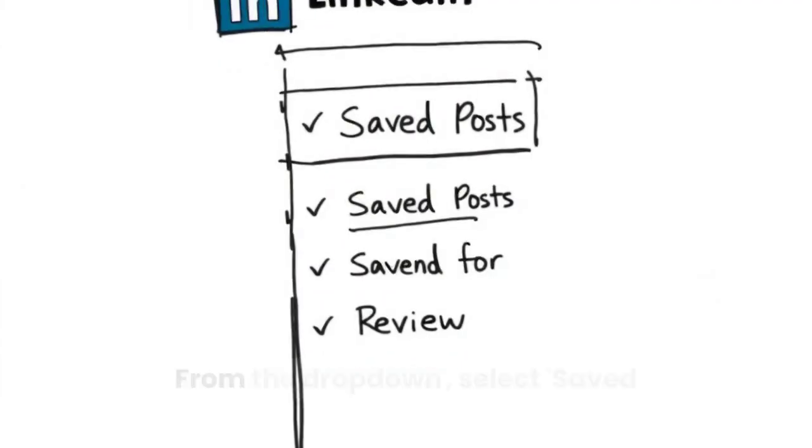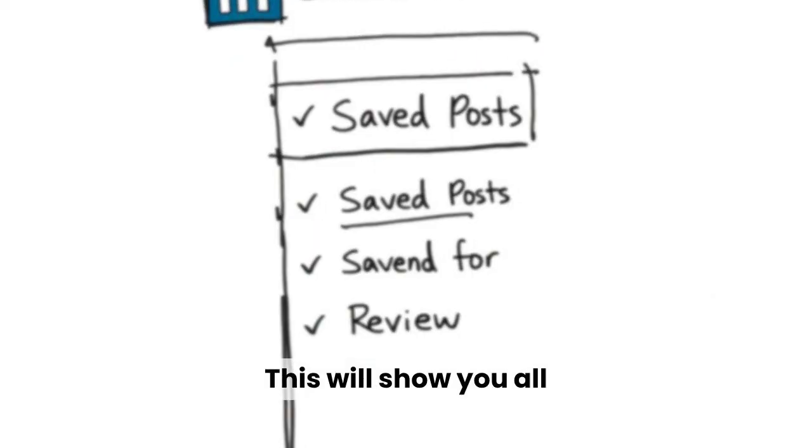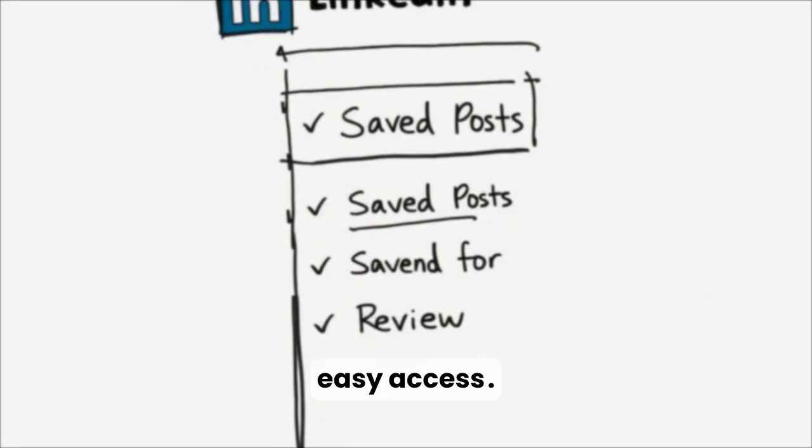First, log into your LinkedIn account. Click on your profile picture at the top right to access the drop-down menu. From the drop-down, select Save Posts. This will show you all the content you've saved for easy access.